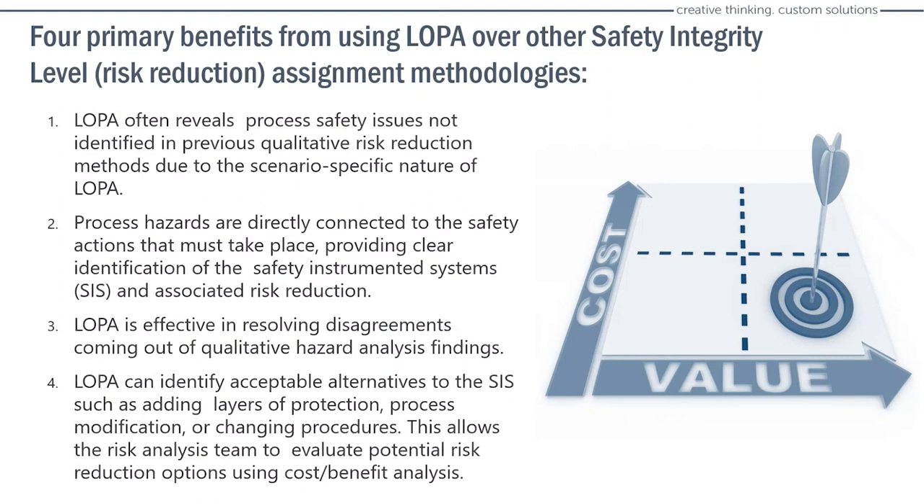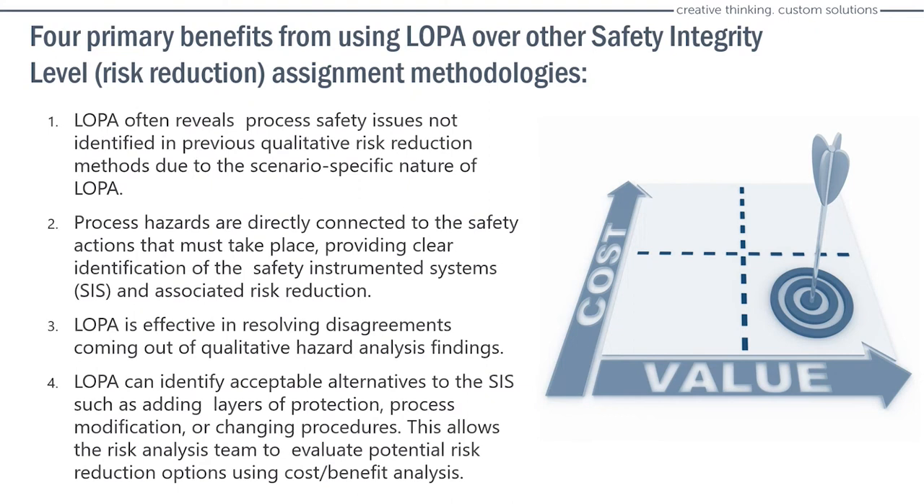The 4 primary benefits of using LOPA or safety integrated levels. 1, LOPA often reveals process safety issues not identified in previous qualitative risk reduction methods. And if anything else, this is probably one of the most valuable portions of this. If you're going to do a PHA, and it's a PHA revalidation for a process that you've been running for a long time, a LOPA may be something that will add some additional insight into maybe some assumptions you've made early on that no one's ever challenged and that you may not be fully comfortable with.